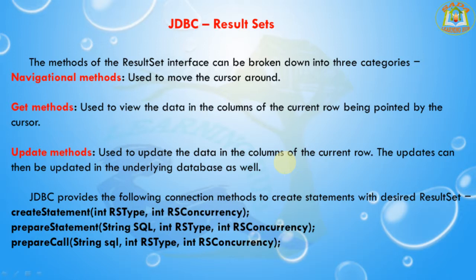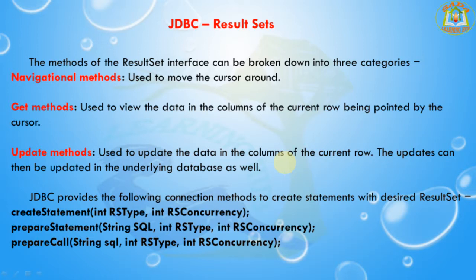The methods of the result set interface can be broken down into three categories. The first one is navigation methods. It is used to move the cursor around. The second one is get methods. It is used to view the data in the columns of the current row being pointed to by the cursor. The third one is update methods. It is used to update the data in the column of the current row. The update can then be updated in the underlying database as well.